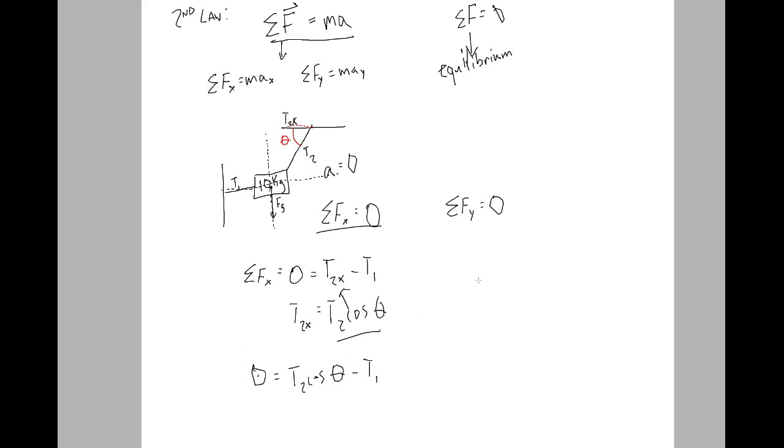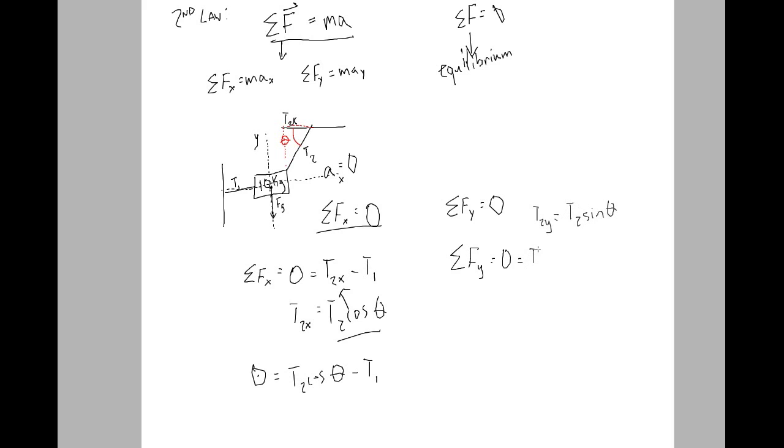Now let's look at the summation of the forces in the y direction, and again, this equals 0. So let's talk about our forces in the y direction, our up-down. I've got my force due to gravity, which is in the down direction, so I'm going to make that force negative. My other positive y component of force is going to be the y component of T2. To get T2y, it is going to be sine. So we've got T2 sine of theta.